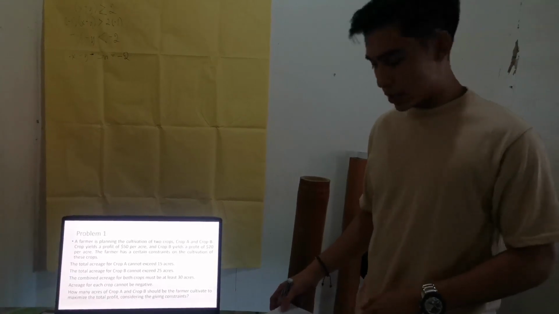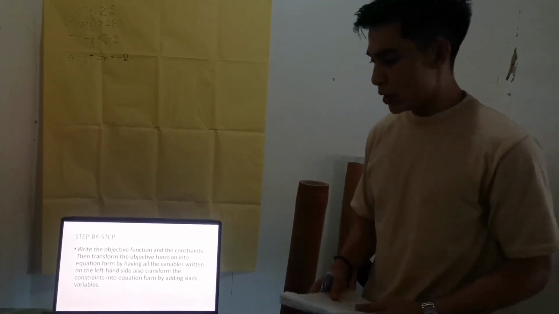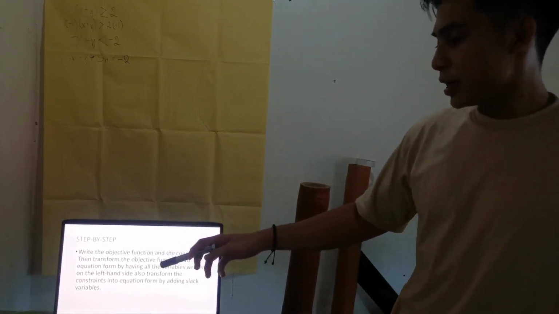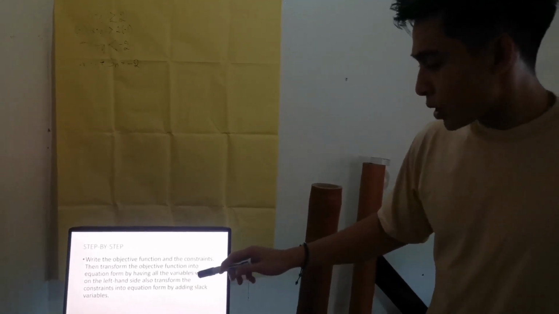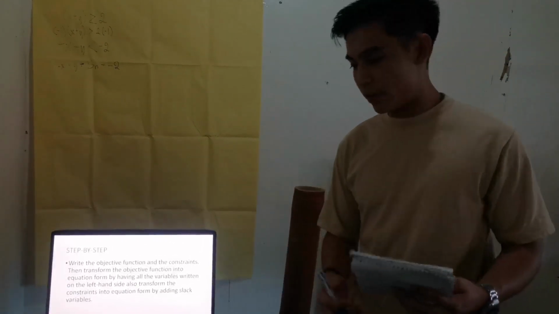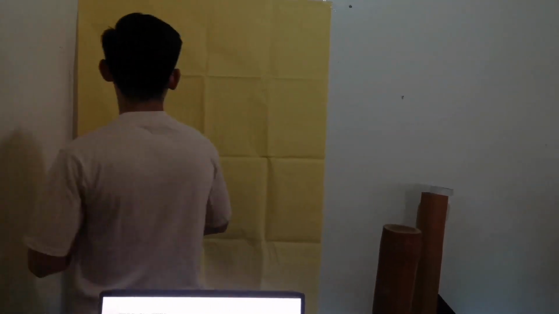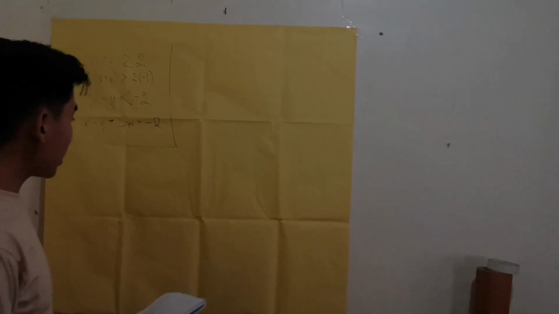considering the given constraints? So, the first step we do is write the objective function and the constraints, then transform the objective function into equation form by having all the variables written on the left-hand side. Also, transform the constraints into equation form by adding a slack variable. So, we will write the objective function.